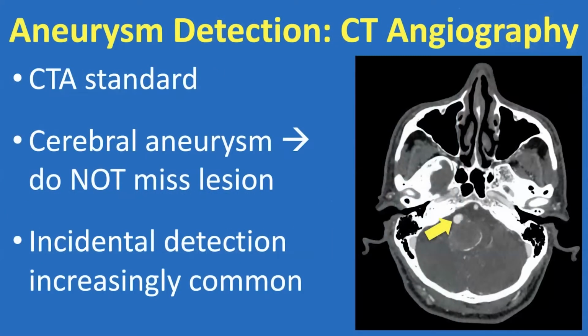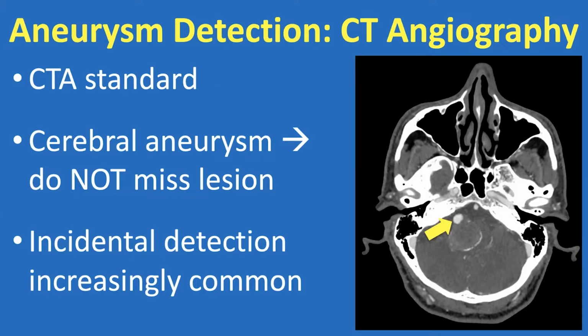So aneurysms are a do not miss lesion for the radiologists out there. They're commonly seen on CT angiography. Increasingly, we find them when we're doing CTAs for something else. But that's important because you do not want to miss these. And if you're reading a study thinking about a stroke or some other problem, you may be less attuned to the presence of an aneurysm.